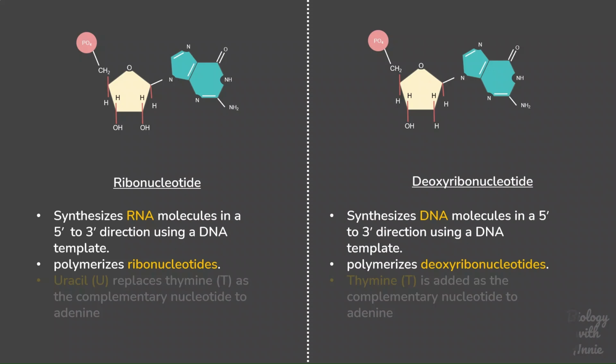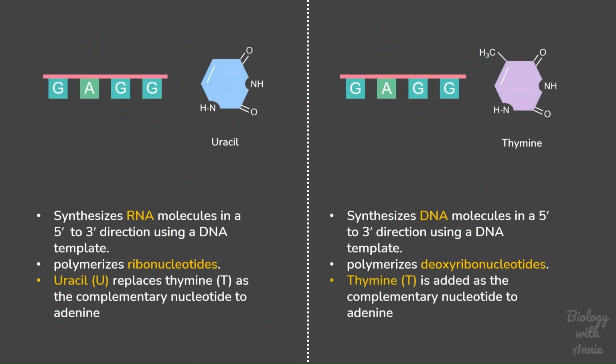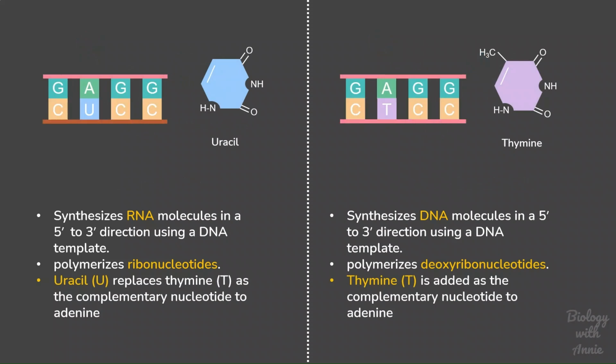The difference between the two is that ribonucleotides contain a hydroxyl group attached to the 2' carbon of the ribose sugar, whereas deoxyribonucleotides have a hydrogen atom at the same position. An additional distinction is that when encountering adenine in the template strand, RNA polymerase incorporates uracil into the chain instead of thymine. Thymine and uracil are structurally similar. However, thymine contains a methyl group at the 5' position.